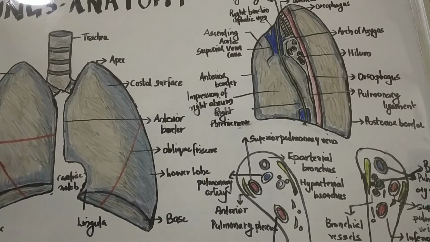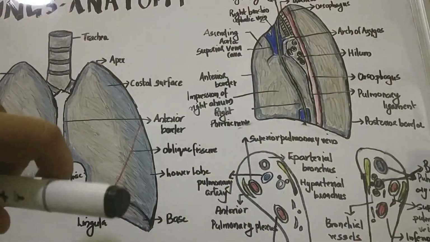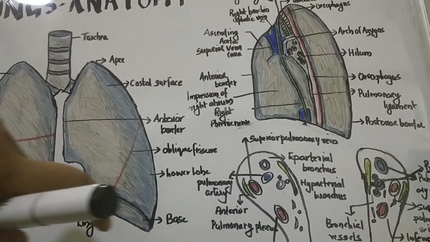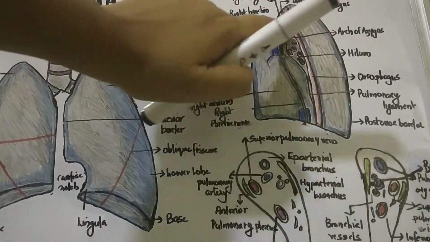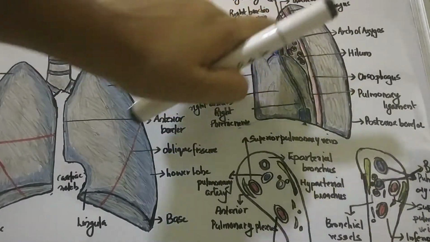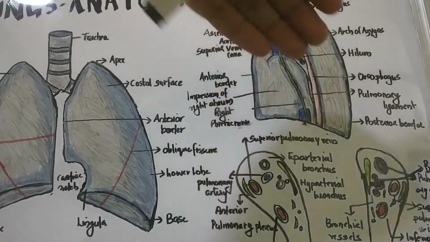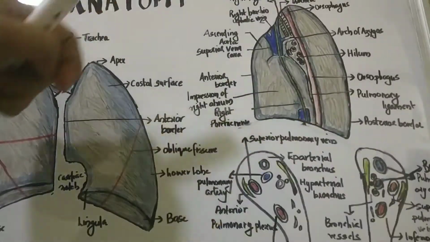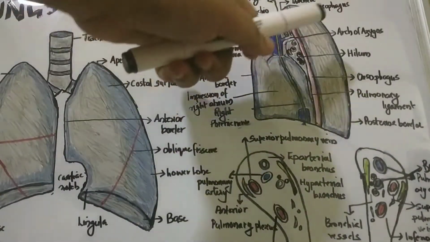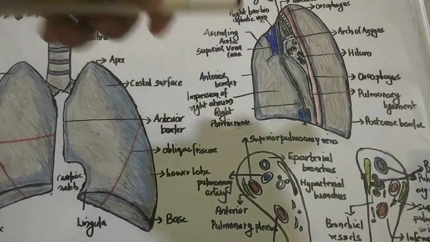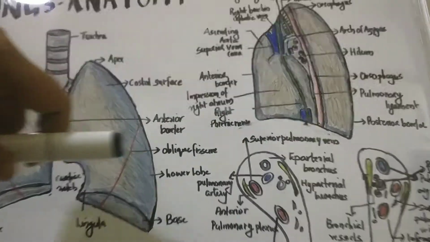So now we will discuss the root of the lungs. So this is the right lung and this is the root of the right lung. It is present on the medial surface, and the root of the lungs is formed by the structures entering as well as coming out of the hilum. So this is the root of the lungs.